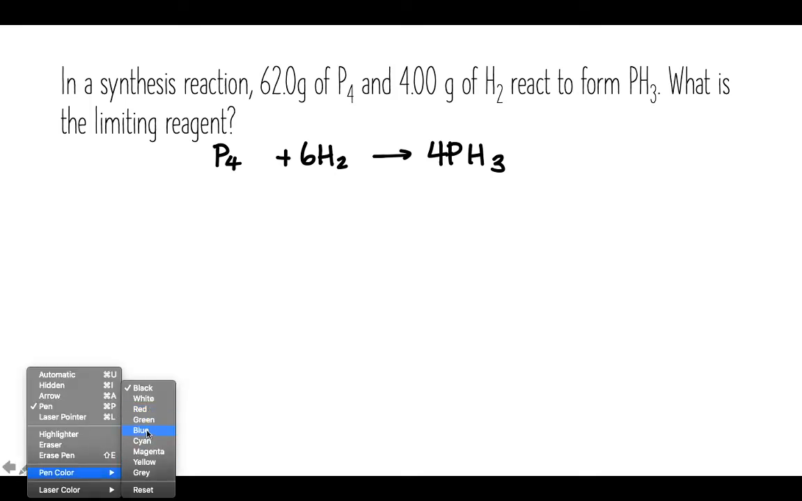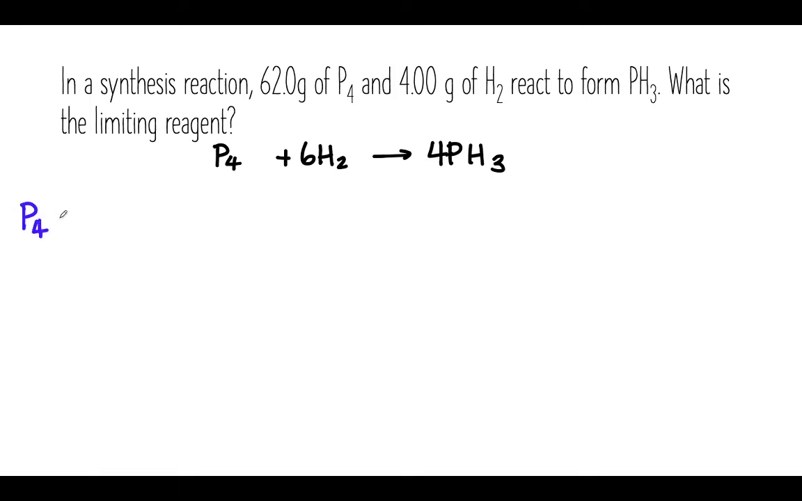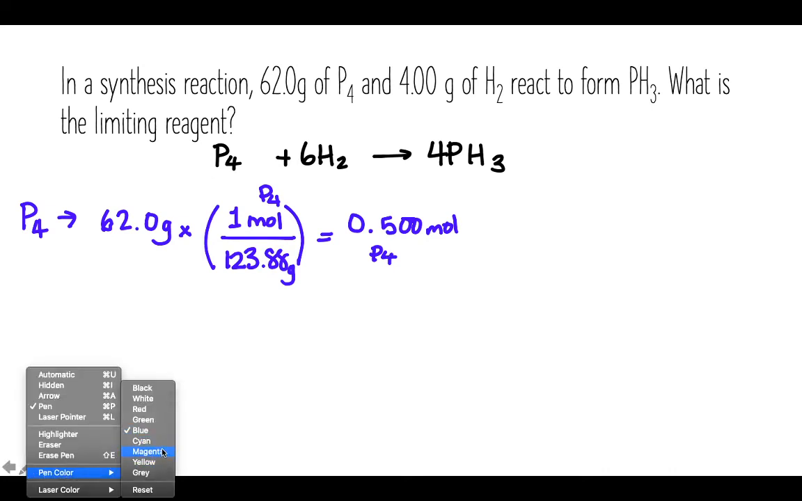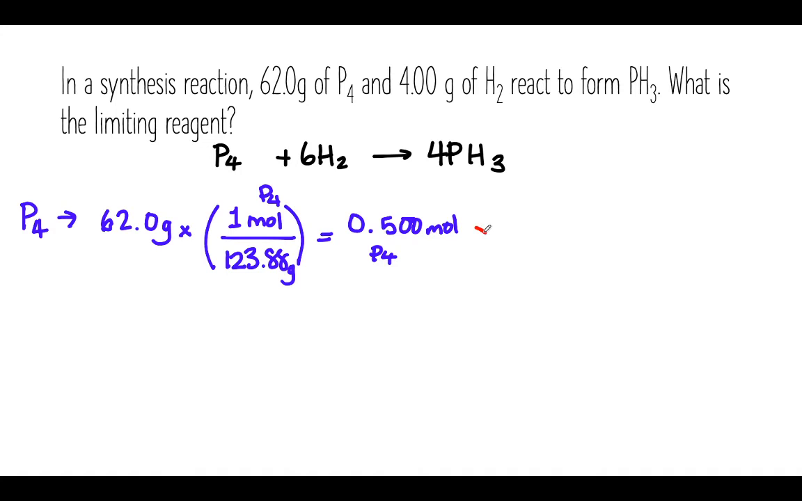Let me use blue. So P4, I have 62.0 grams of P4. To find the moles of P4, I have to use my molar mass. So for every 1 mole of P4, there are 123.88 grams of P4. Which will then give me 0.500 moles of P4. I'm going to keep going. It doesn't matter what order you do this in, as long as you know which numbers are which, right?